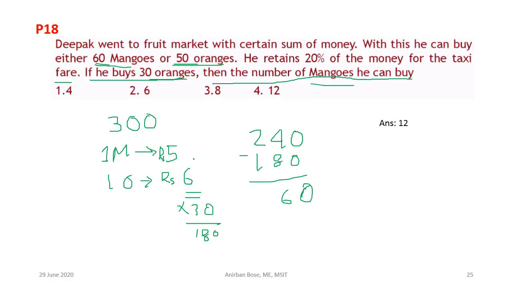So how many mangoes can he buy? One mango is rupees 5. So 60 divided by 5, the answer is 12. He can buy 12 mangoes.